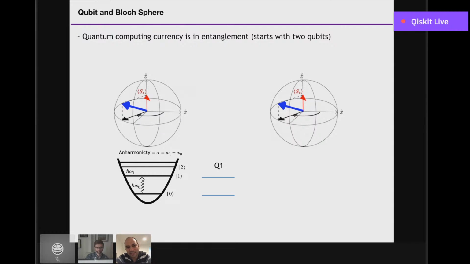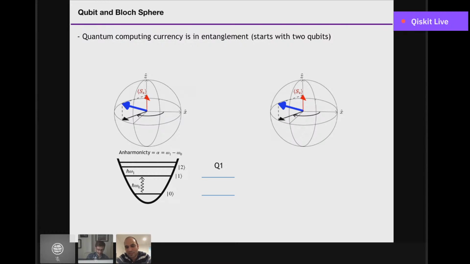But having a single qubit doesn't really introduce us to quantum computing. The quantum computing currency, the thing that you can spend, is entanglement. The power is the entanglement of qubits. If I can entangle 10 qubits, that's great, right? And it obviously starts with 2.